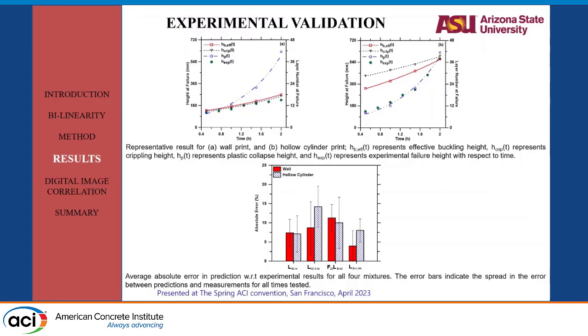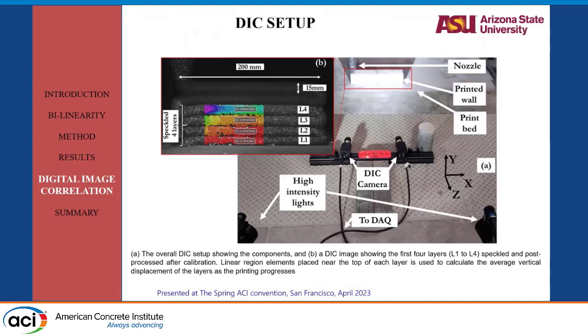We could say it's a buckling failure initially, plastic failure for the wall initially, and then it goes into a buckling or a structural failure mode. But how do you know that? So for that, we use DIC.